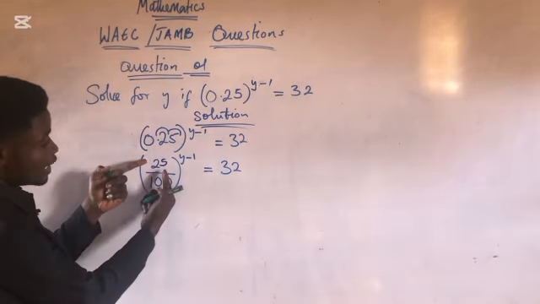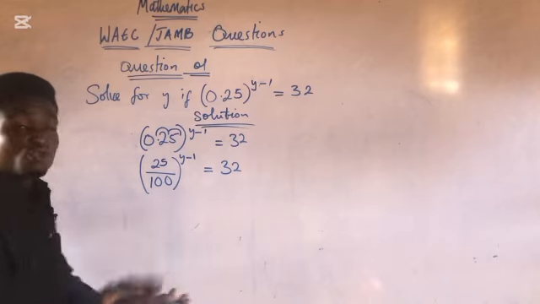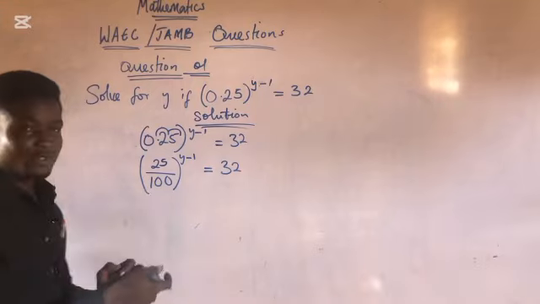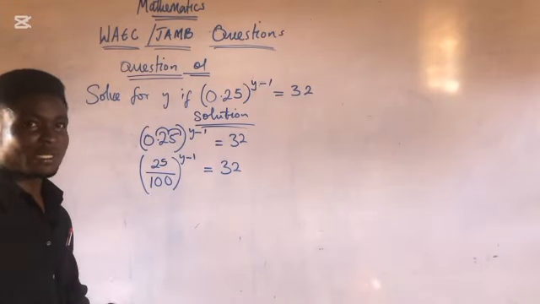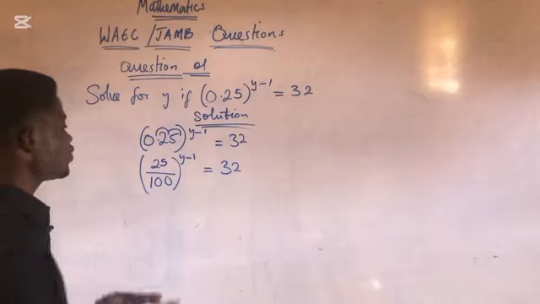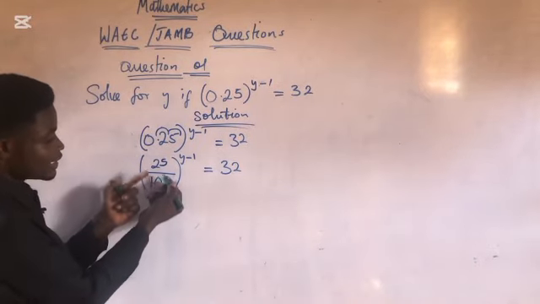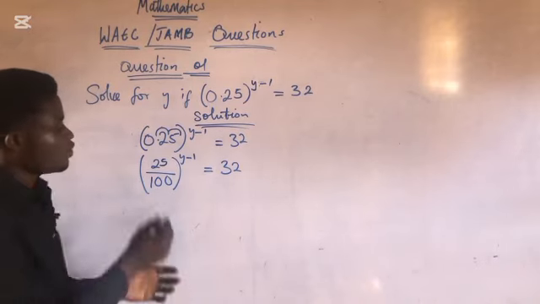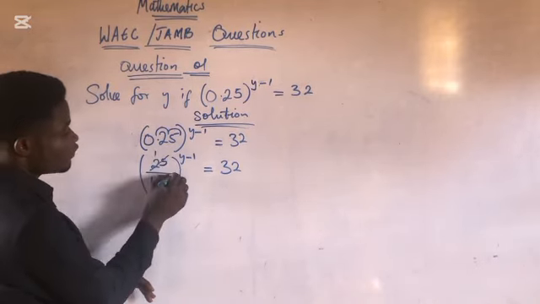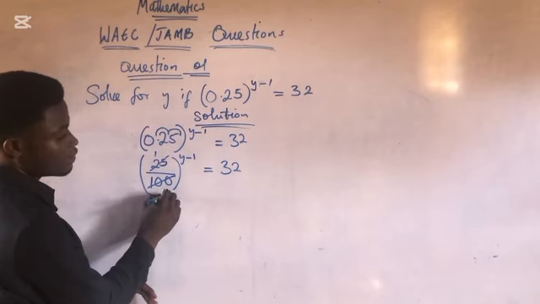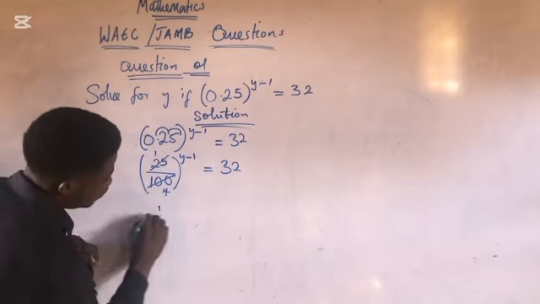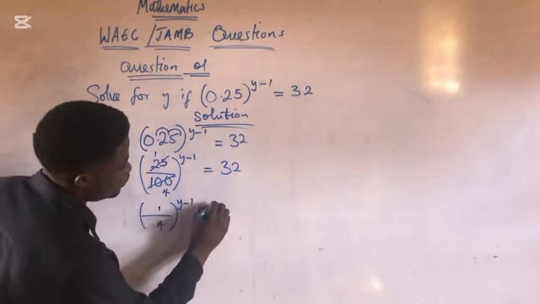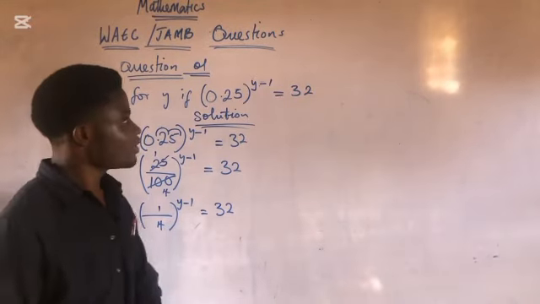We are going to reduce this 25 over 100 to the lowest terms. What can divide both the numerator and the denominator? 25 can divide itself to have 1. 25 can divide 100 to have 4. So what do you have here now? 1 over 4, raised to the power y minus 1, to give you 32.